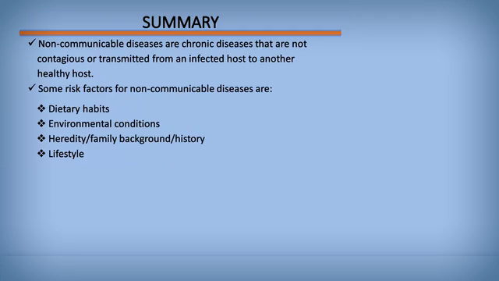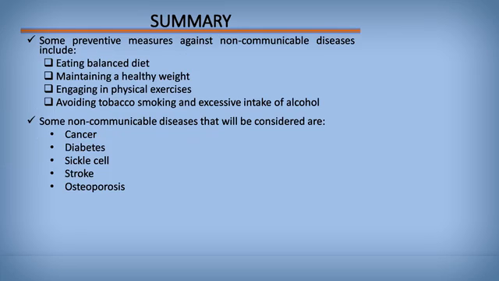So with this, we have come to the end of this lesson. So we'll quickly summarize. We say that non-communicable diseases are chronic diseases that are not contagious or transmitted from an infected host to a healthy host. Then we outlined some risk factors for non-communicable diseases. They are dietary habits, environmental conditions, heredity, family background, history, and lifestyle.